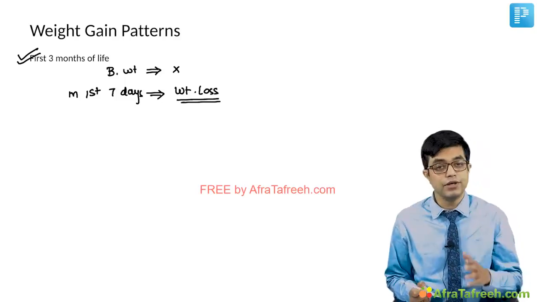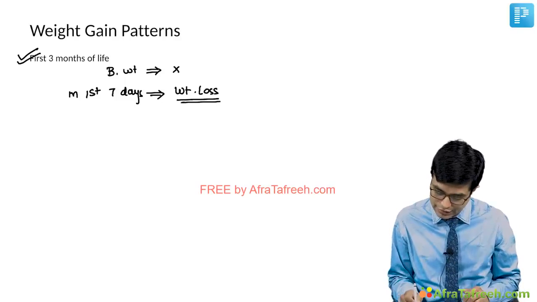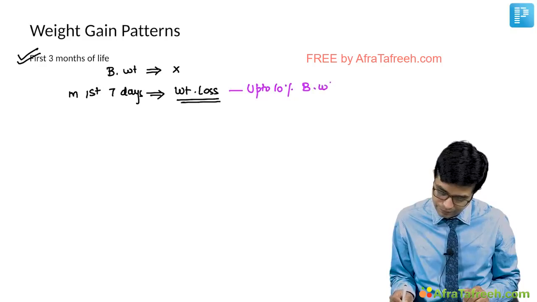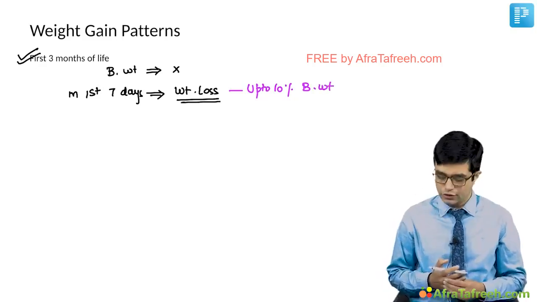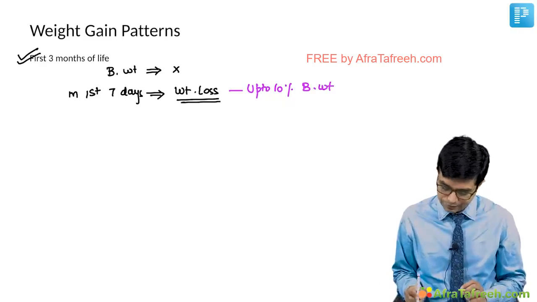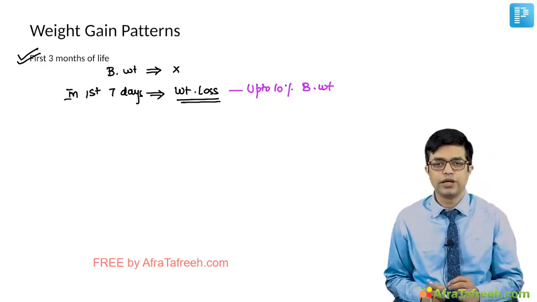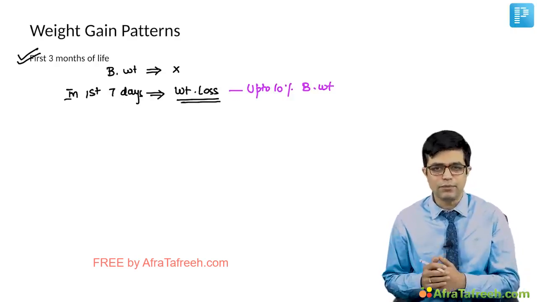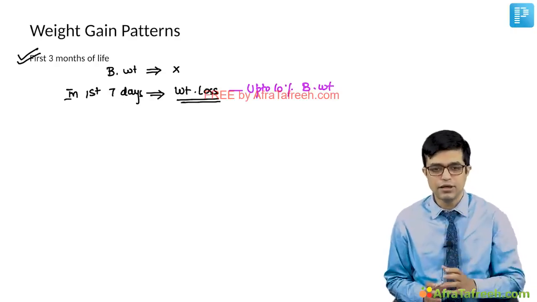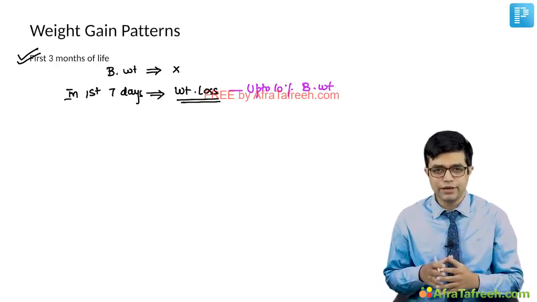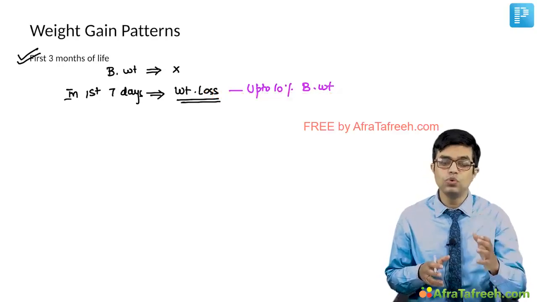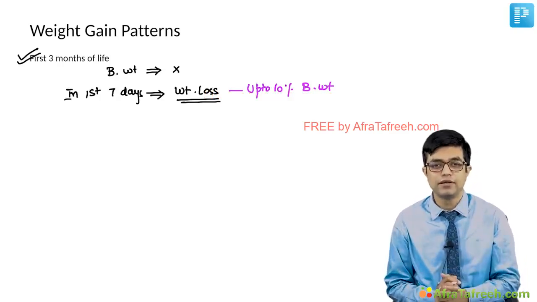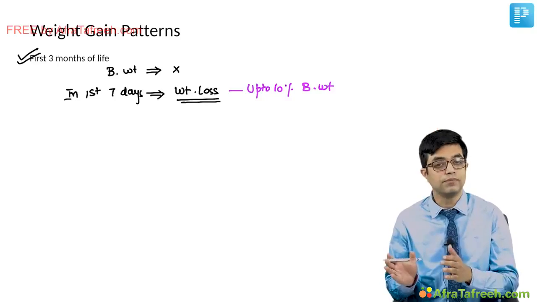How much is the weight loss? Varies from child to child, but this weight loss is up to 10% of the birth weight. So, if I have to give you an example, suppose a child was born at term, his weight is 3 kilograms at birth. So 3 kilograms is 3000 gram. 10% of that will be 300 gram. So in the first 7 days of life after birth, the child may lose up to 300 grams of his original weight. So that is considered to be normal.